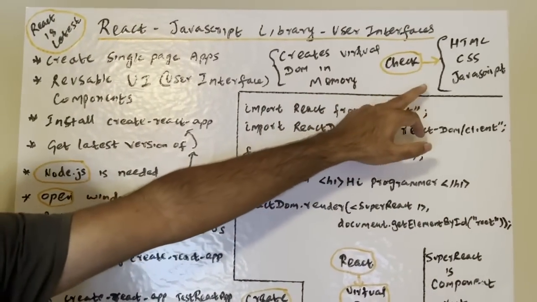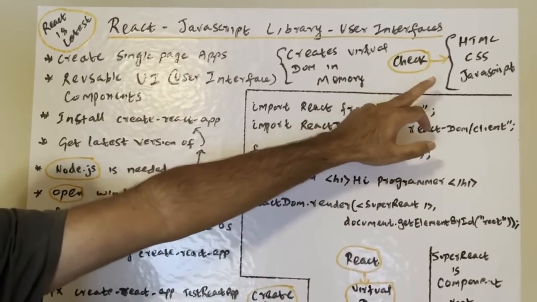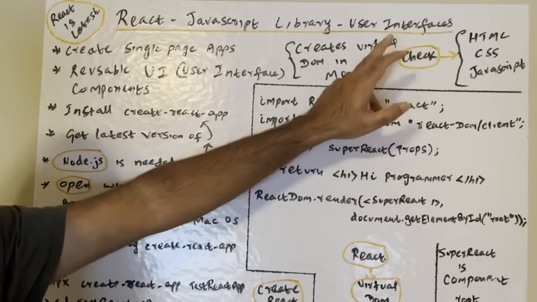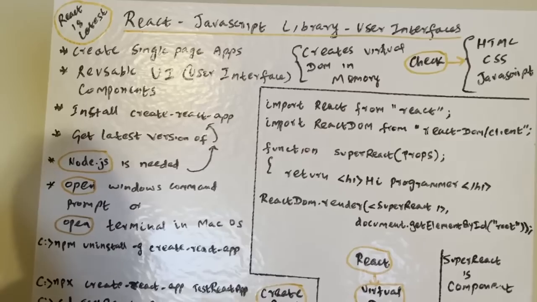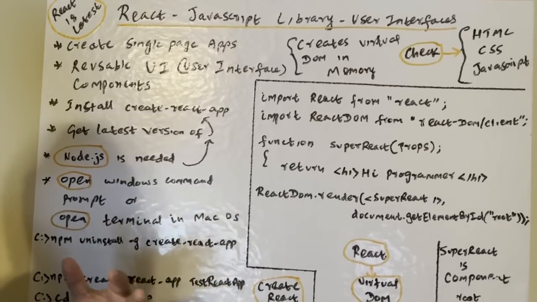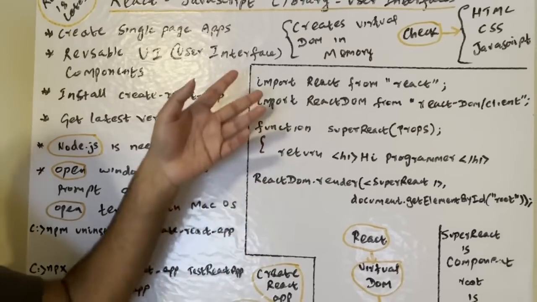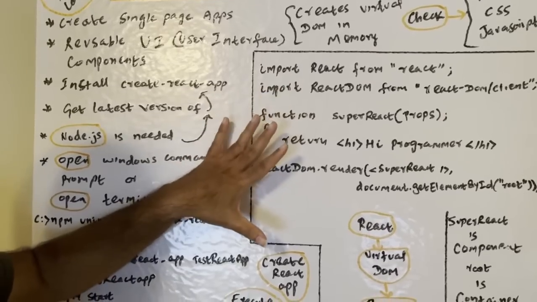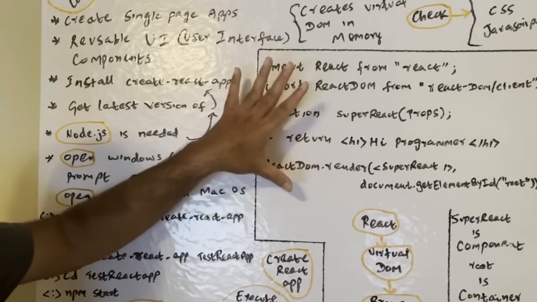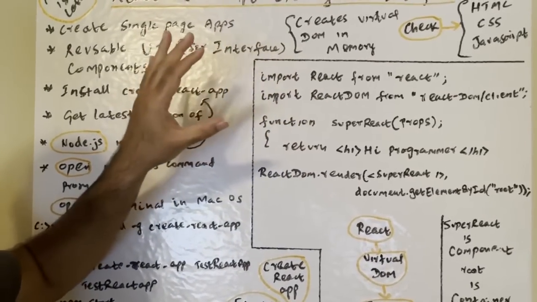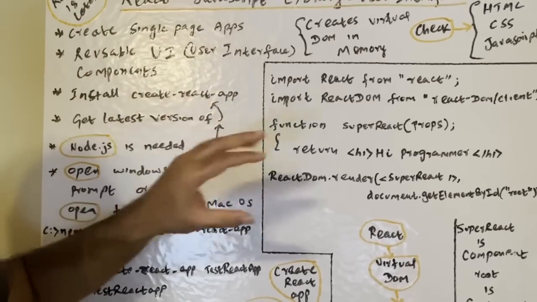Please check my other videos, HTML, CSS, JavaScript. CSS is cascading style sheet. CSS is a style for the HTML elements document. Here I am giving an actual example. Program for React. How to use React in your web applications.